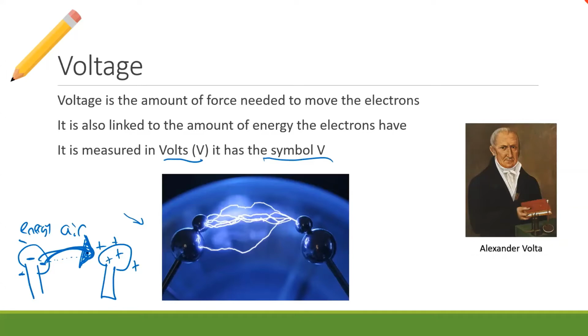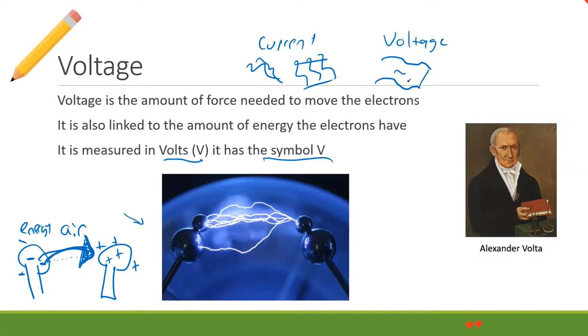I like to think about it as, okay, so you've got current, which is how much water is flowing down your stream. Voltage is how much force is in that stream. You can have a big river that is moving very slowly, and then you could have instead a really fast moving river that just carries you away really quickly. That's the difference: voltage is how much force you can push down that river.